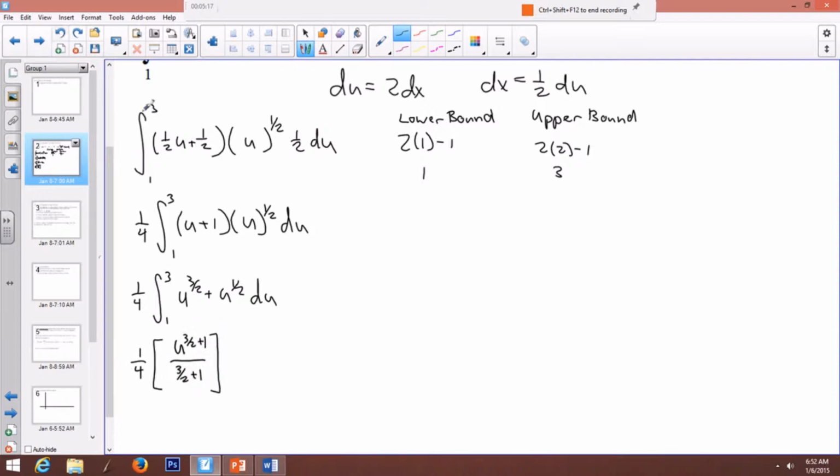I didn't want that quite yet. Let's see if I can get rid of it. Did the whole thing. Darn it. Sorry about that. 3/2 plus 1 plus u to the 1/2 plus 1 over 1/2 plus 1. And that's going to be evaluated from 1 to 3.